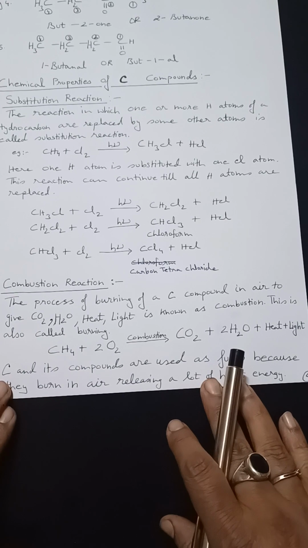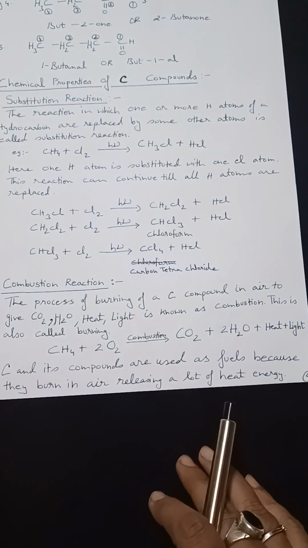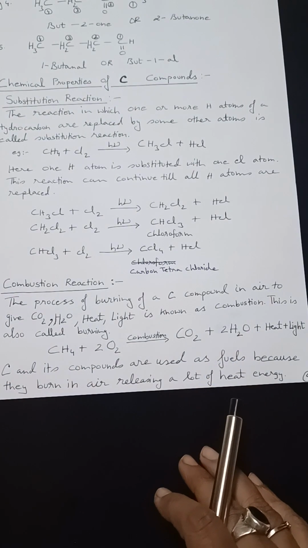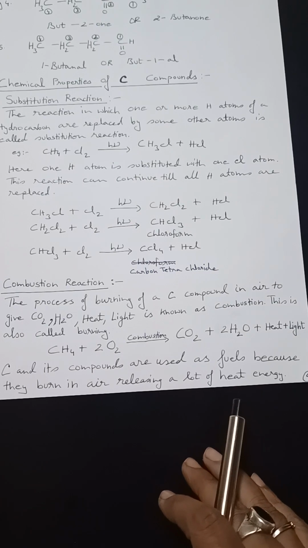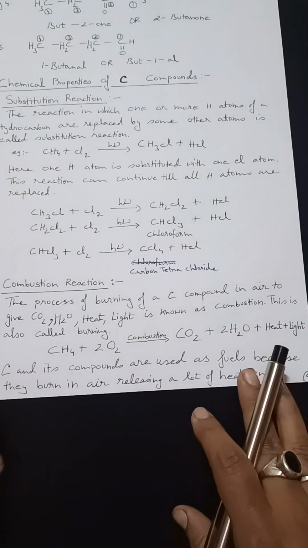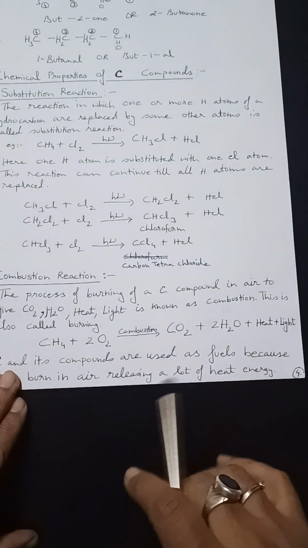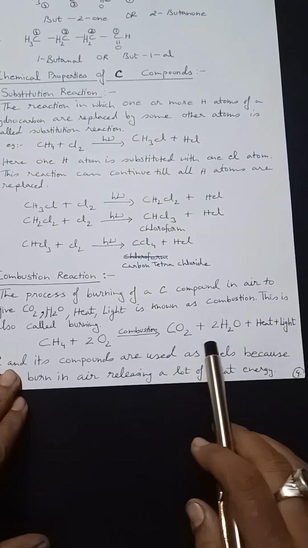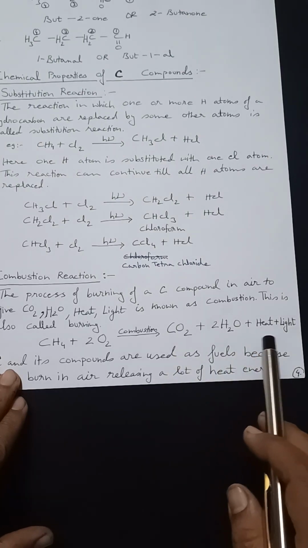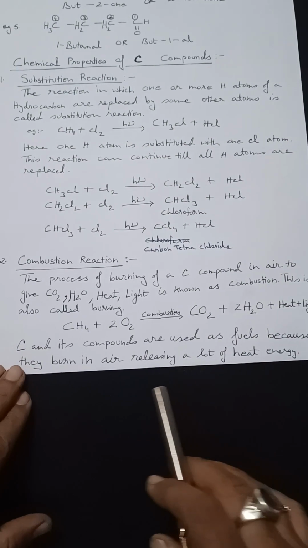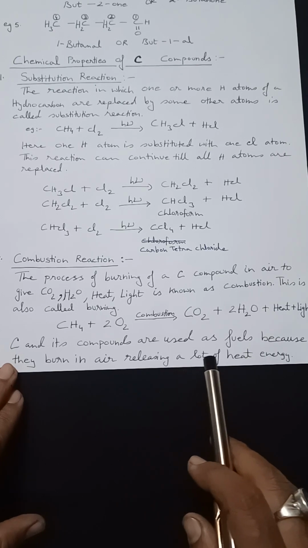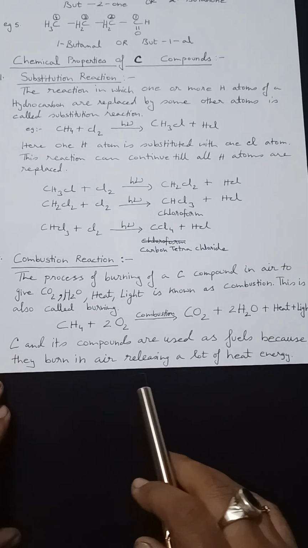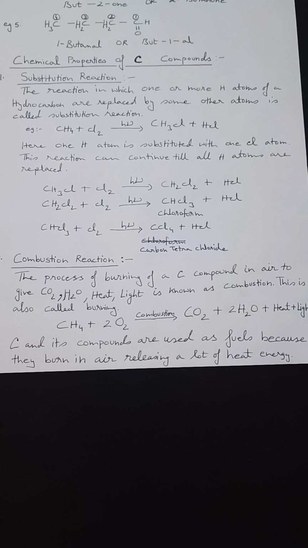Now, let's see the combustion reaction. It is the process of burning of a carbon compound in air to give CO2, H2O, heat and light. This is known as combustion. It is also called burning. Suppose methane is treated with oxygen, the product formed is CO2 and water with heat and light. So carbon and its compounds are used as fuels because they burn in air, releasing a lot of heat energy.